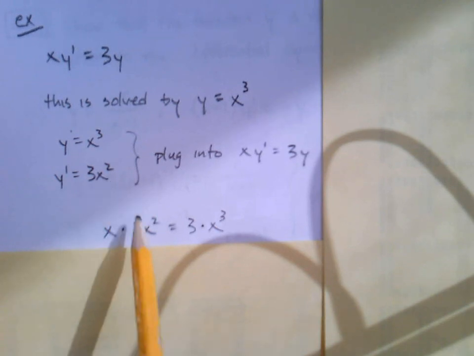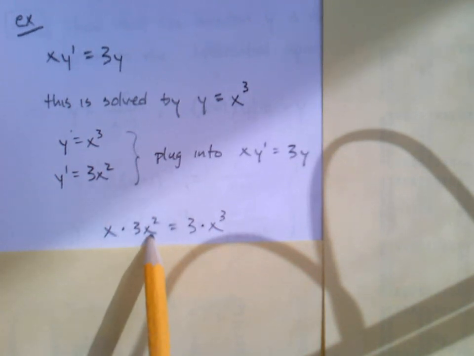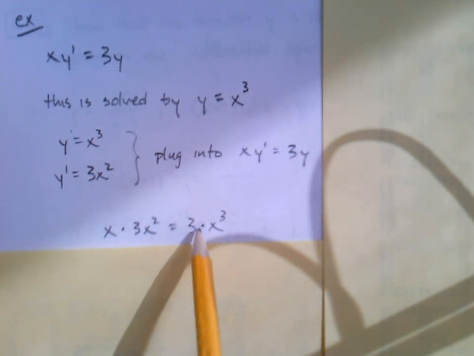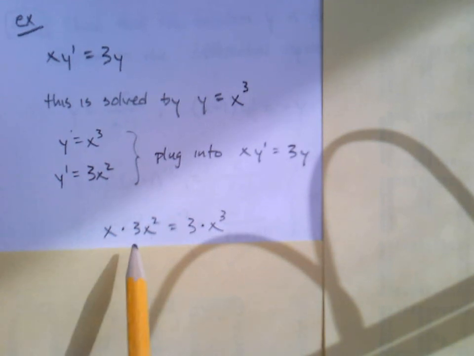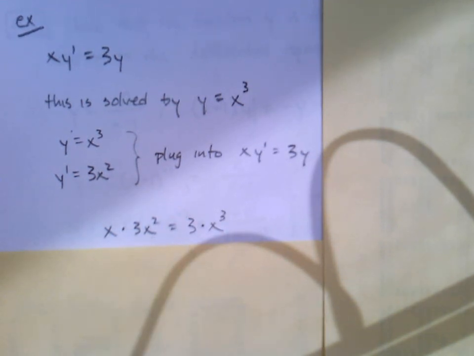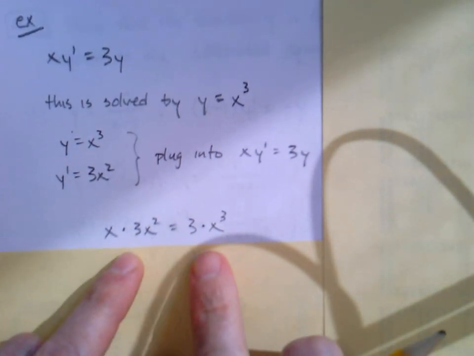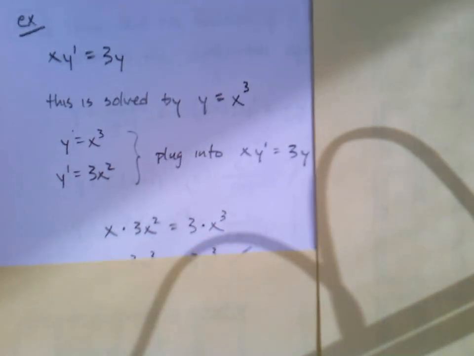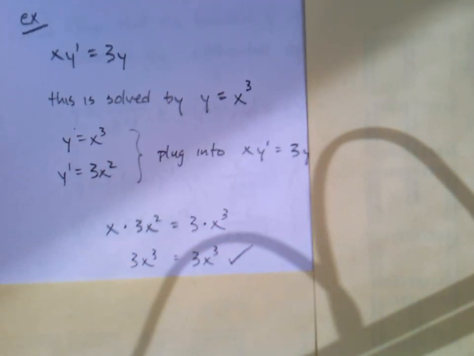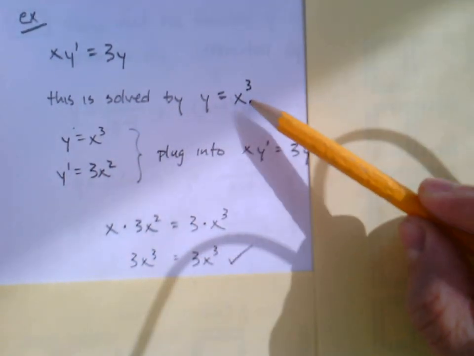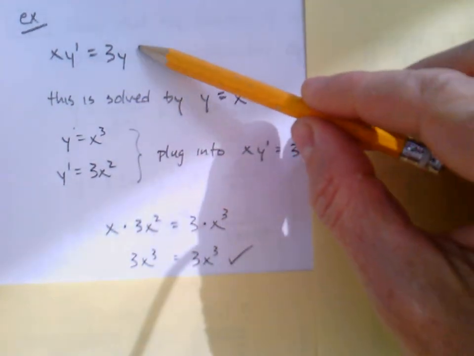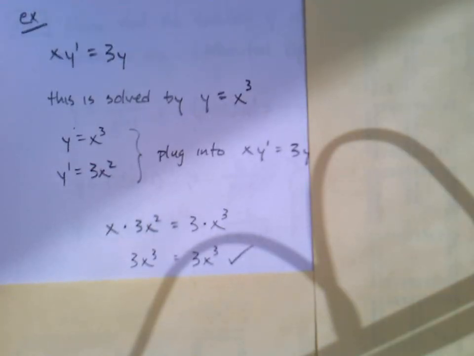All right, I'm going to take y prime, plug it in. So I get x times y prime equals 3 times y. Plug in the derivative, plug in the original. Do I get a true statement? Are these really equal to each other? Yeah, they sure are, right? They're both 3x to the third. And so that confirms that this is a solution to that differential equation.